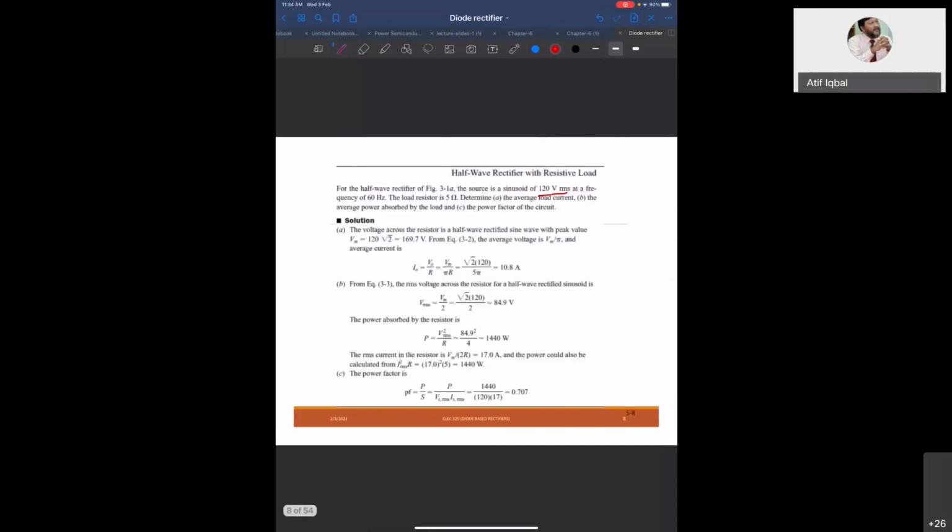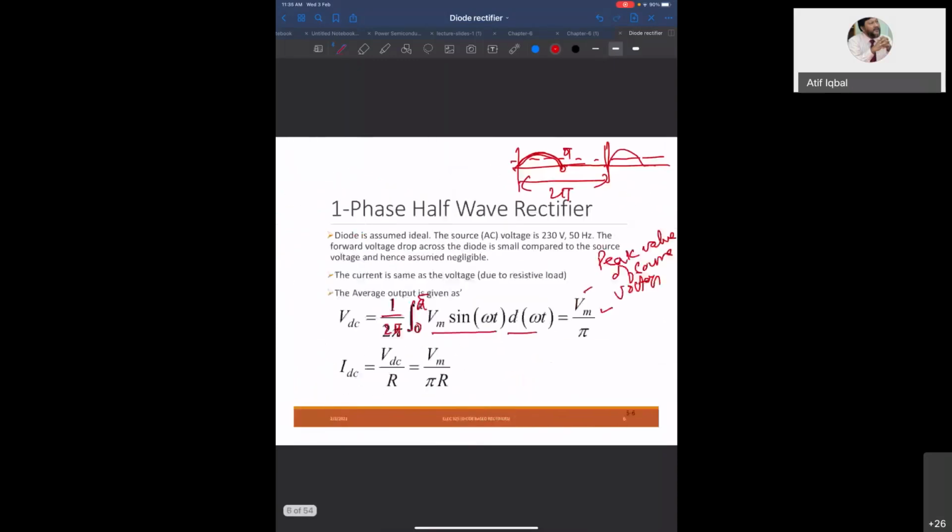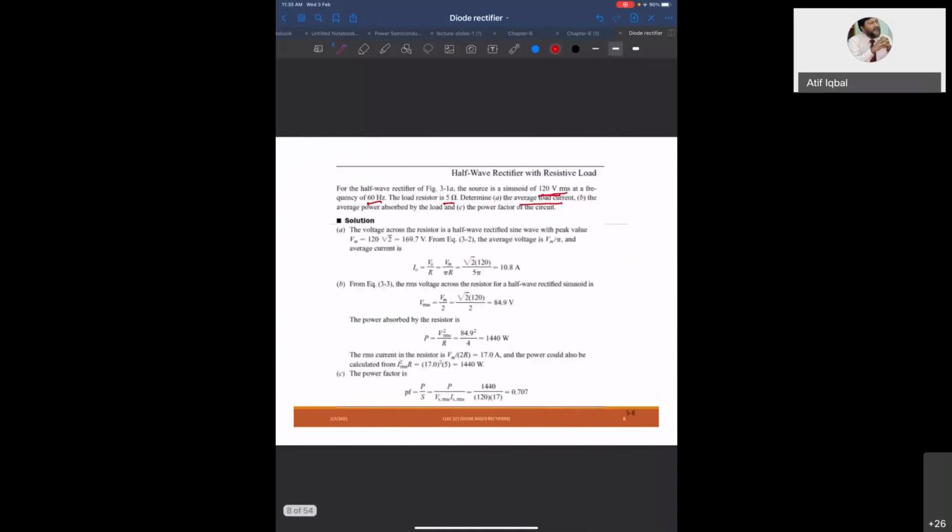So now for the half wave rectifier, the source is sinusoidal of 120 volt RMS at a frequency of 60 hertz. The load resistance is 5 ohm. Determine the average load current. To get the average load current, you need to first get the average DC output and then you divide by R. And what is the average DC output? Vm by pi.